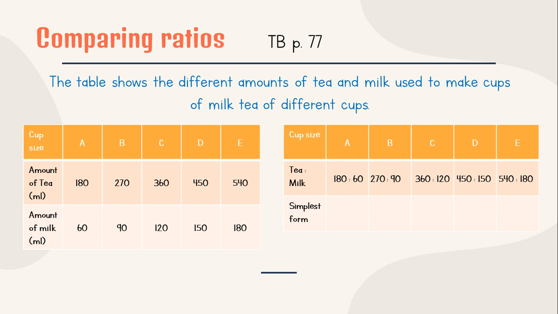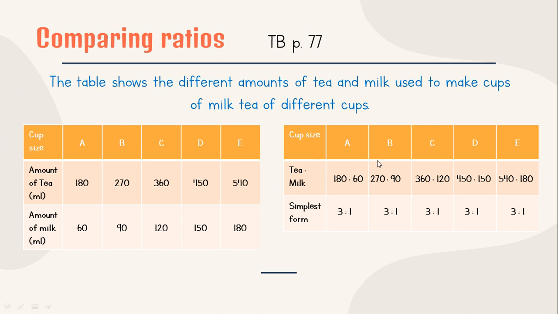Now, how if we divide by 60? 180 divided by 60 equals 3. 60 divided by 60 equals 1. So the ratio of cup A is 3 to 1. Go to B. Can you see? 270 and 90 will be 3 to 1, and the same for the rest: 3 to 1.